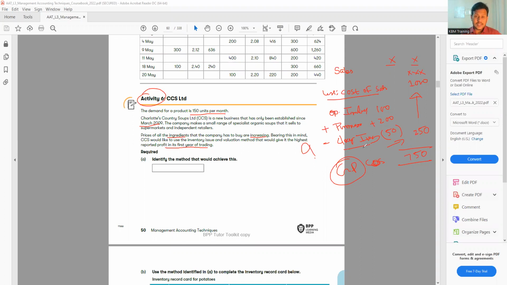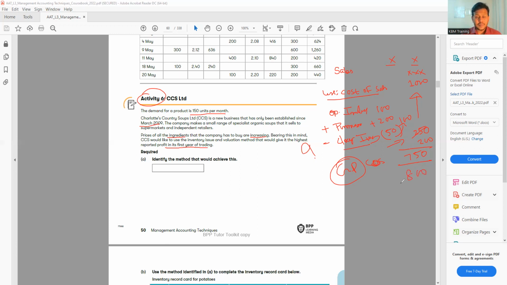Now let's try to understand. If I increase my closing inventory figure from 50 to 100, let's have a look at how much the profit is. So 100 plus 200 is 300, minus 100 gives me 200. So if my cost of sales is 200, my gross profit will now be 800.